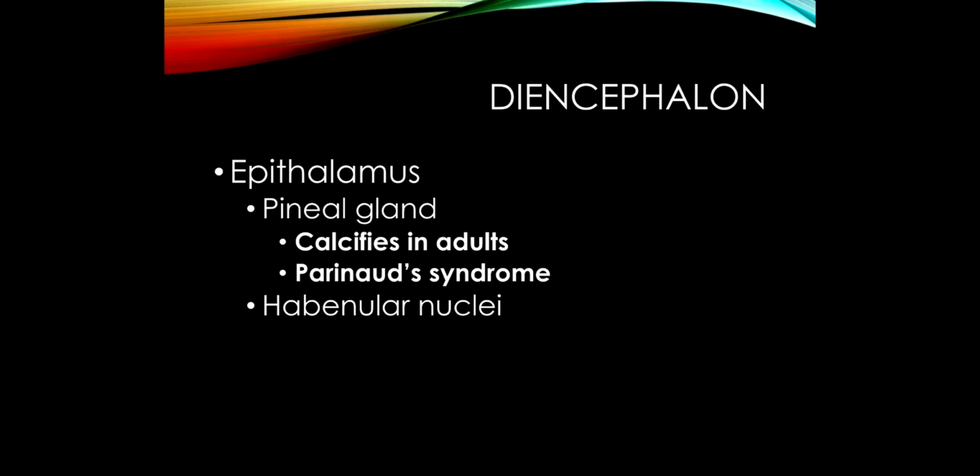The importance of calcium on a CT is that it makes things look bright. So when we're looking at a head CT and we see this bright spot right in the middle of the brain, you've just identified the pineal gland, and so now you know where you're at. It's a helpful landmark. In our brainstem lecture, we will talk about Parinaud's syndrome, which occurs when there is a tumor of the pineal gland. The habenular nuclei are also part of the epithalamus, but I'm not going to ask you to know about that.